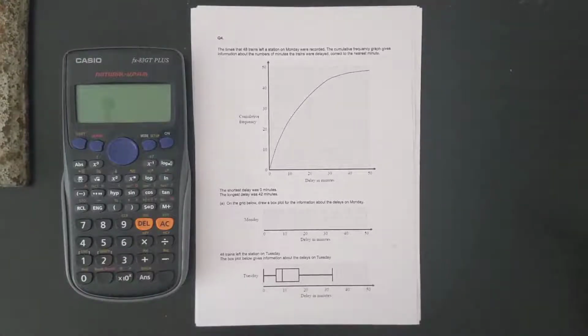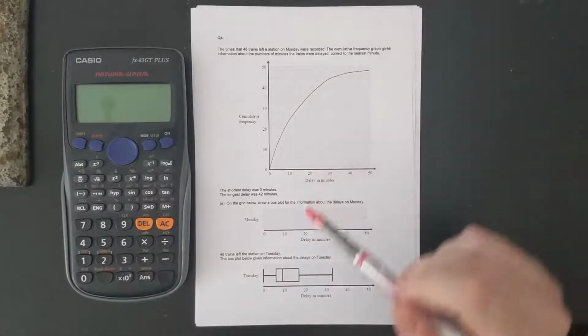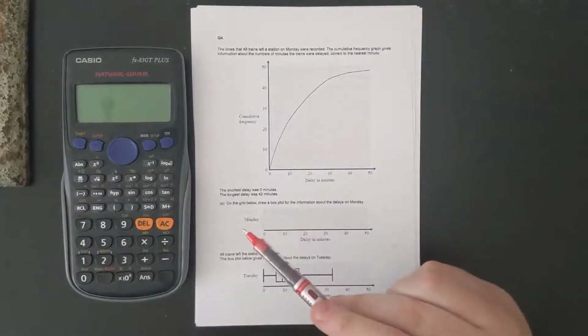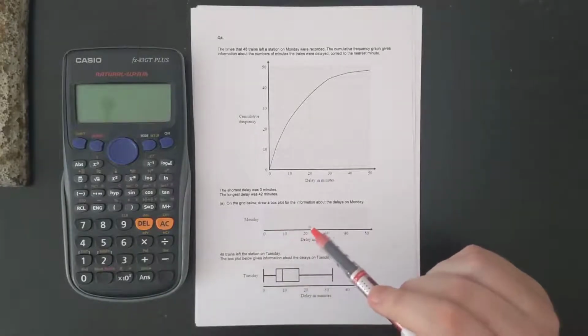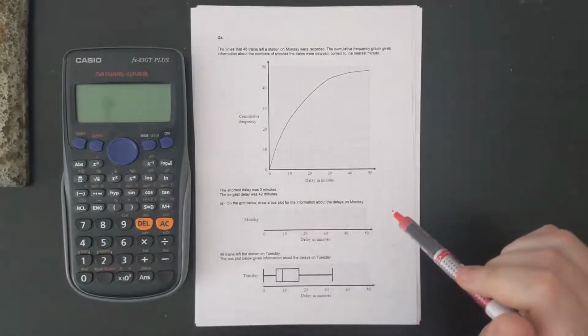And on to question 4. The times that 48 trains left the station on Monday were recorded. The cumulative frequency graph gives information about the numbers of minutes the trains were delayed, correct to the nearest minute. The shortest delay was 0 minutes, the longest delay was 42 minutes. On the grid below, draw a box plot for the information about delays on Monday.